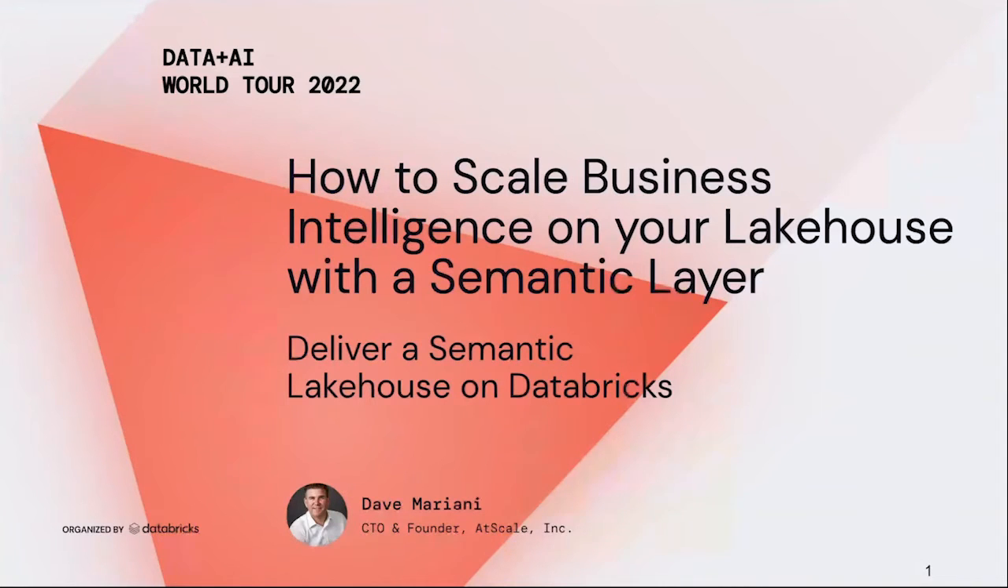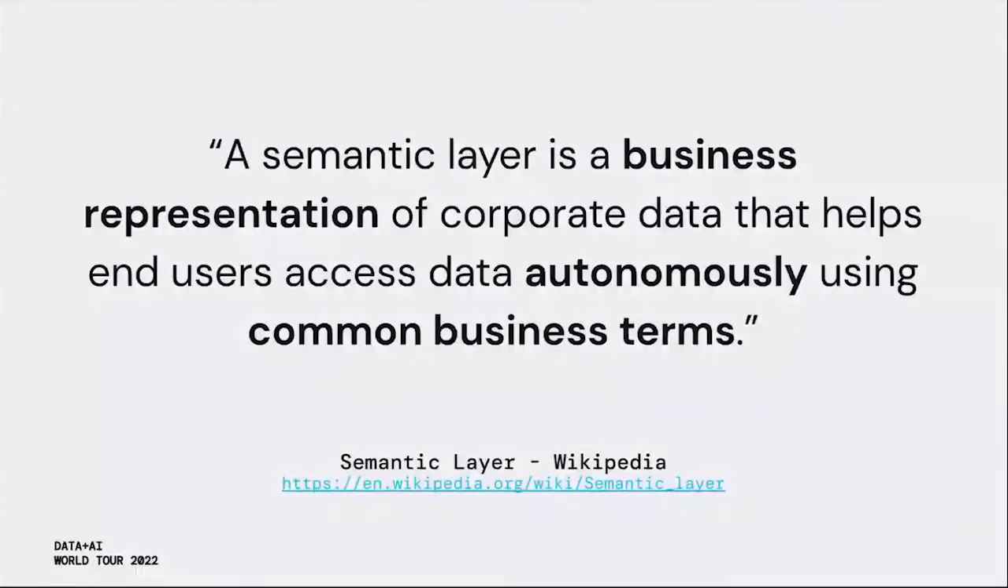So let's get started. Well, first of all, before we get too far, let's just talk about what a semantic layer is. This is a great definition that you can get right off of Wikipedia if you do a search in Google for semantic layer. And what I like about this is that it's a pretty concise and real accurate description of what a semantic layer is and does. First of all, it's a business representation of corporate data. So it's a business representation of data. And that's really key because it means it's business friendly. So we're not talking about a technical view of data. We're talking about a business friendly view of data.